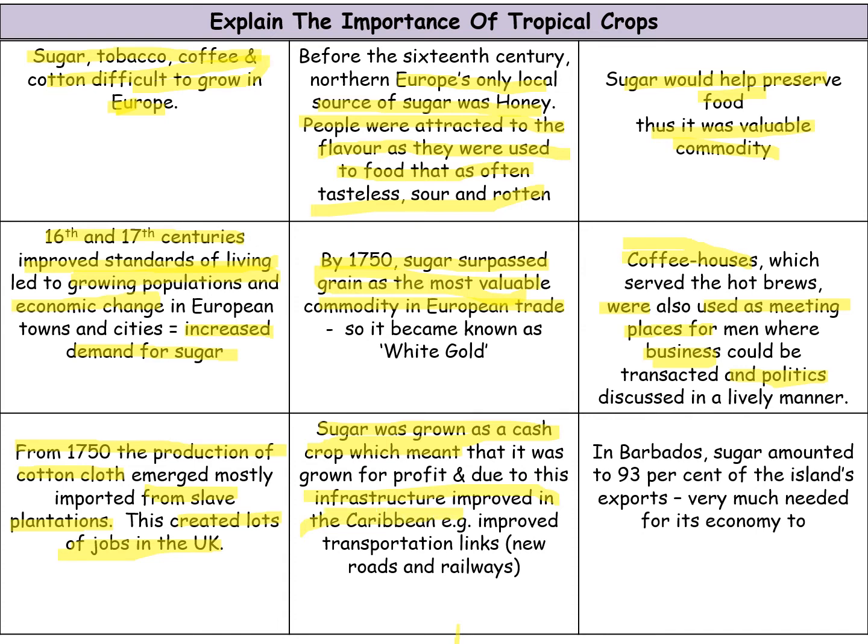In Barbados, sugar amounted to 93% of the island's exports, very much needed for its economy. So we could say Barbados sugar amounted to 93% of the island's exports. Okay, so pause the video, fill in your grid, your mind map or your bullet points, whatever you've decided, and then come back to the next task.